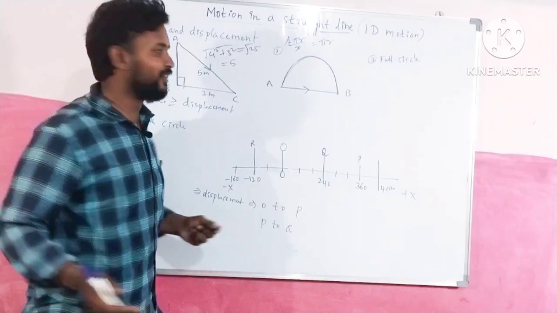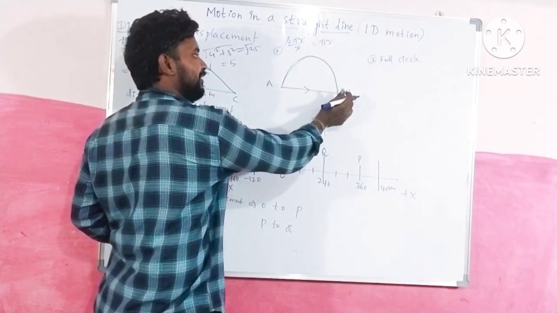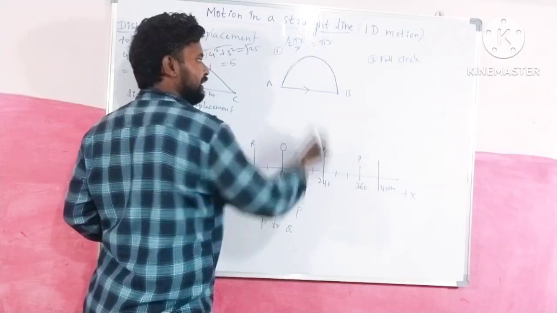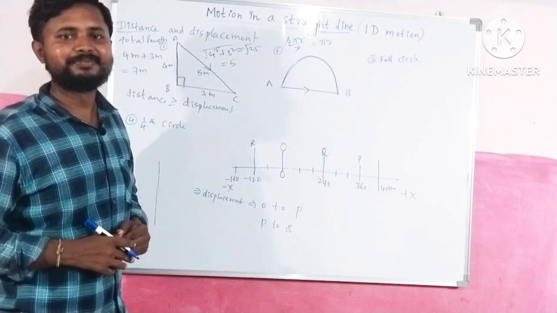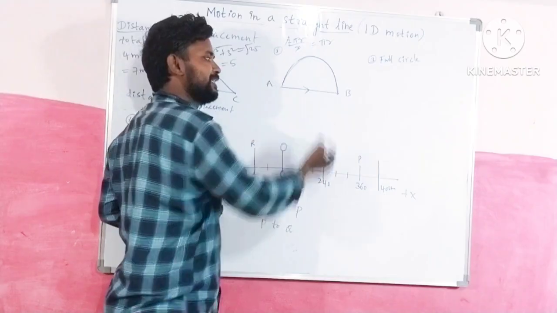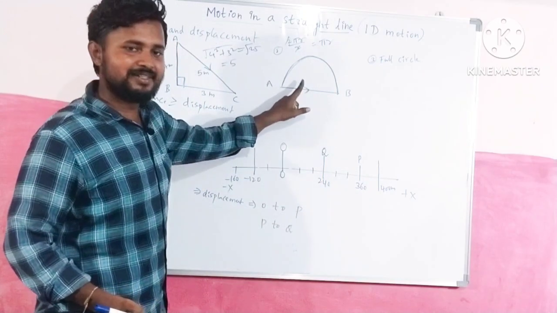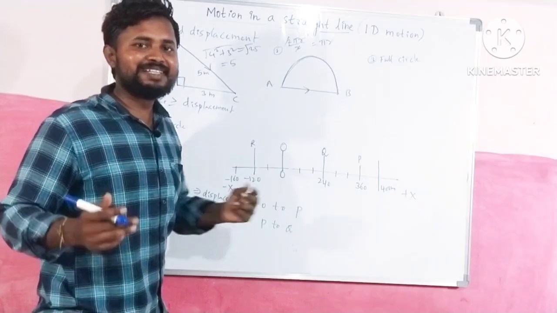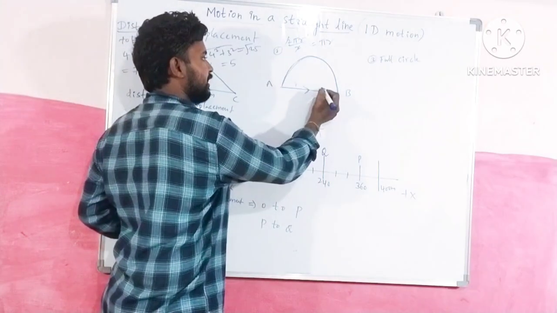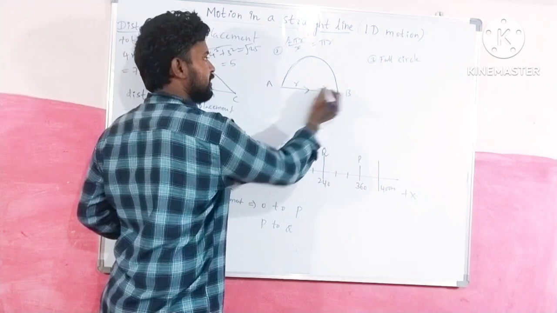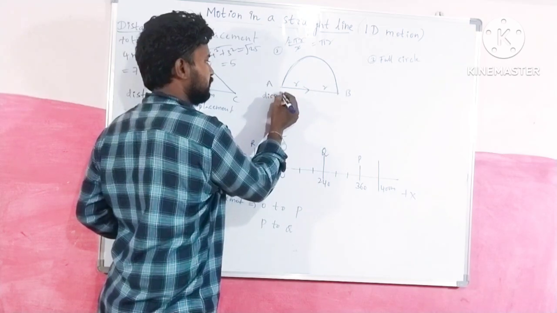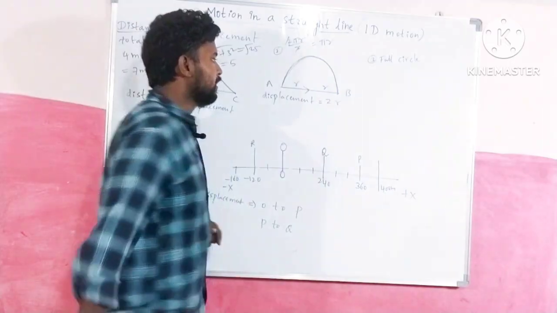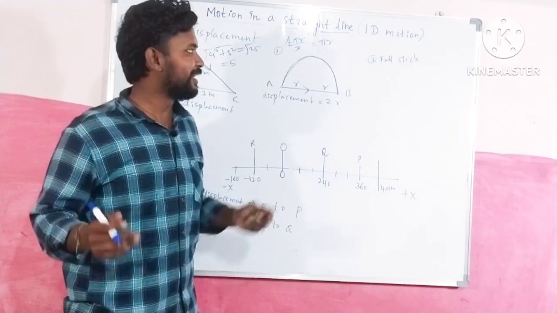What is the displacement? When you join the initial point and the final point, it gives the displacement of the body, and this gives the direction of the displacement. In this case AB is the displacement. AB is the diameter of the circle. Here it is R and here it is R, so displacement is R plus R, 2R. 2R is the displacement of the body.